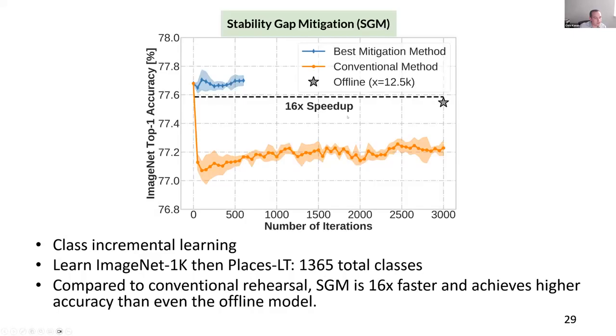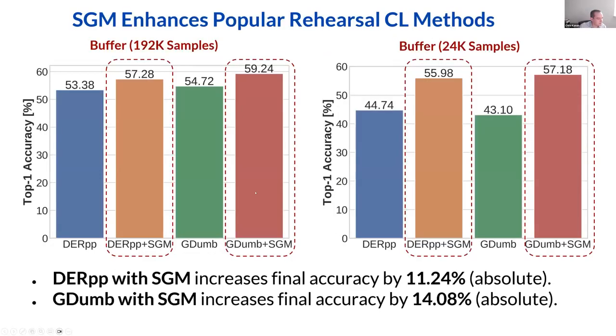Here's what we get. Here's versus rehearsal. Here's the offline model. Here's with just vanilla rehearsal, and you can see, with uniform sampling for the rehearsal, it's not working very well. Here again, still with uniform sampling, we're working actually better than the offline model. This is learning ImageNet 1K and then Places long-tailed, so 1,365 total classes. And it's 16 times faster.